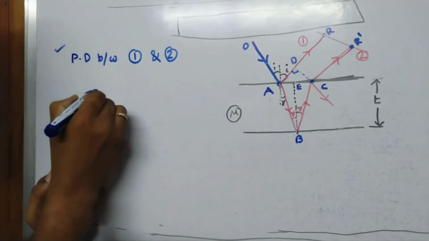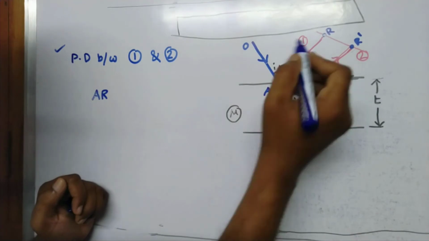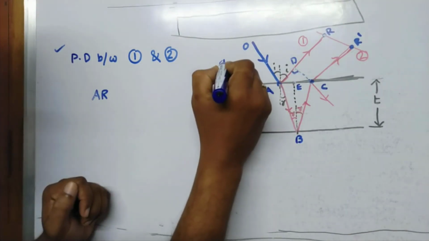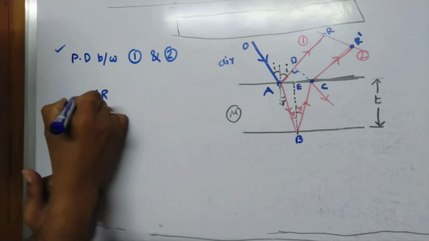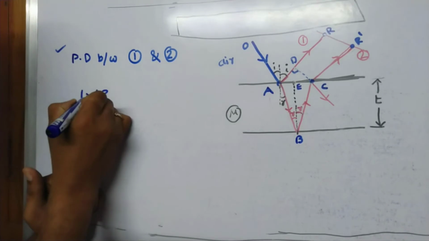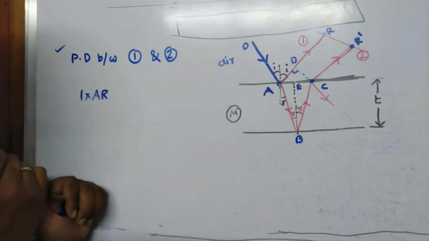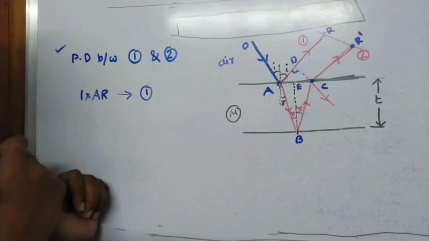So this is AR. In which medium is it? For example, this is air. If you take it as air, the refractive index of air is 1. So that is 1 into AR. This is the path distance traveled by ray 1.